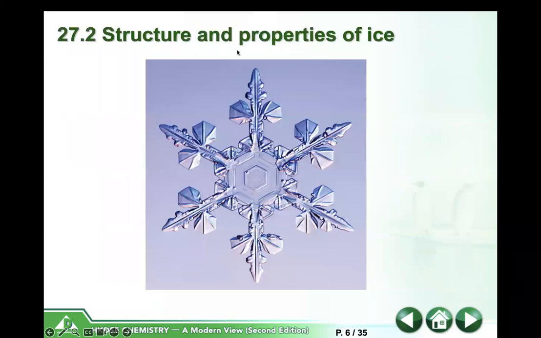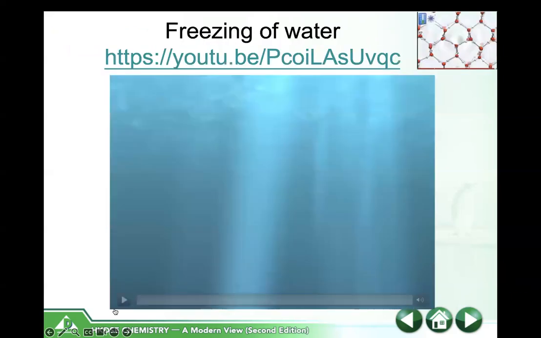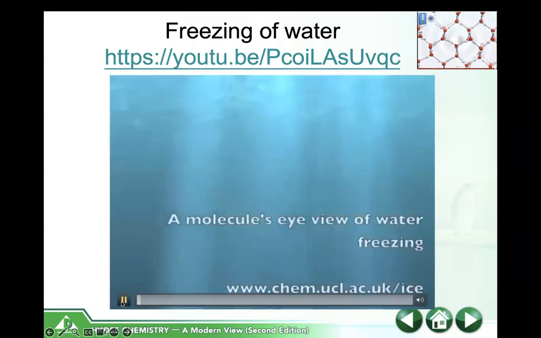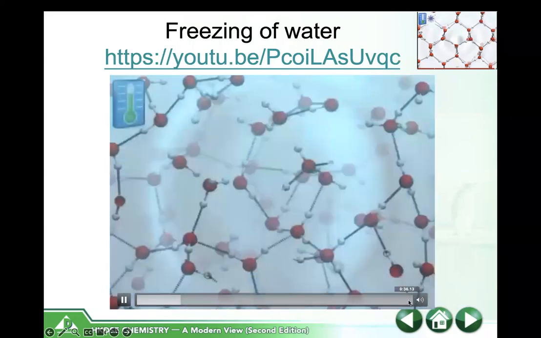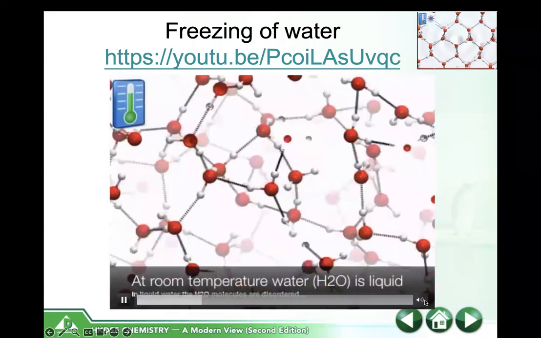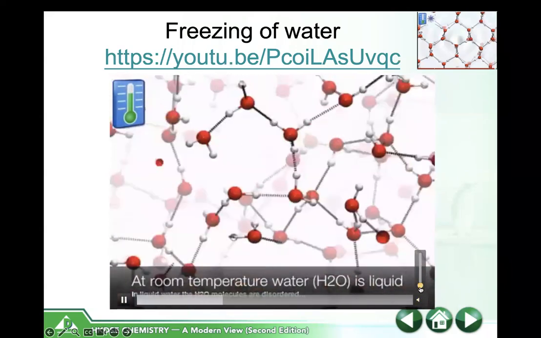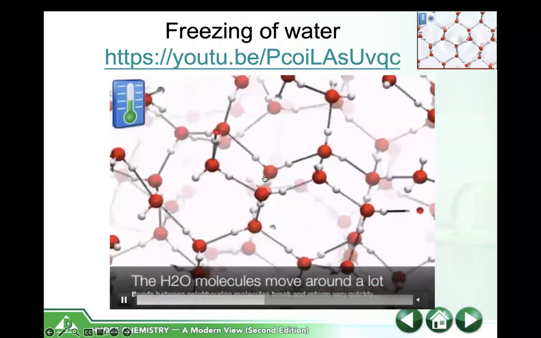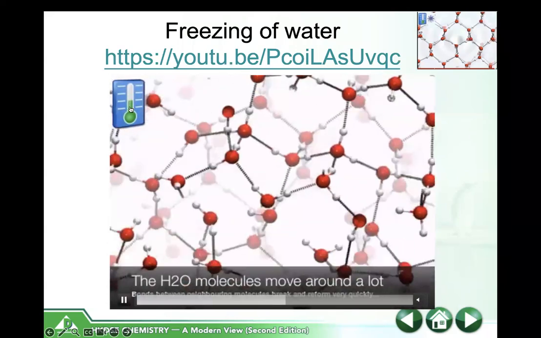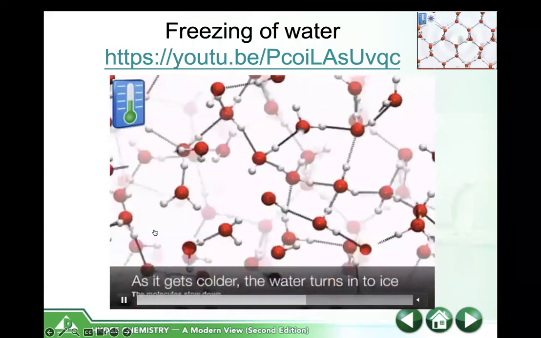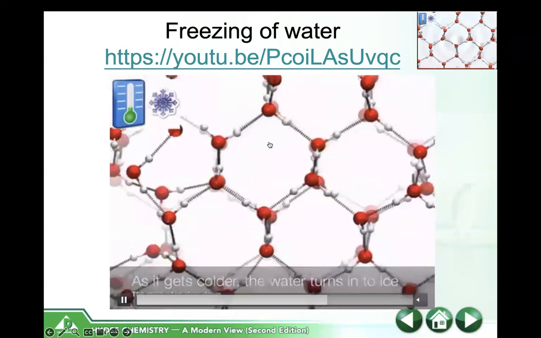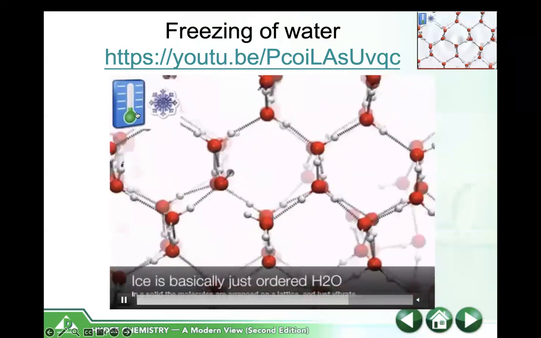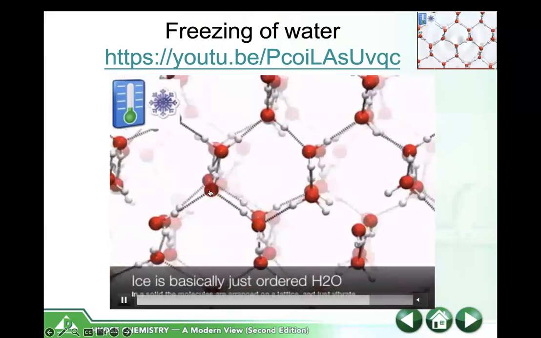The next one we need to go into detail about is the structure and properties of ice. The freezing of the water here. When you take a look, at room temperature, the water will vibrate strongly. However, as the temperature goes lower and lower, it will vibrate not as strongly. Finally, when it is really, really cold, you can see a hexagon occur.